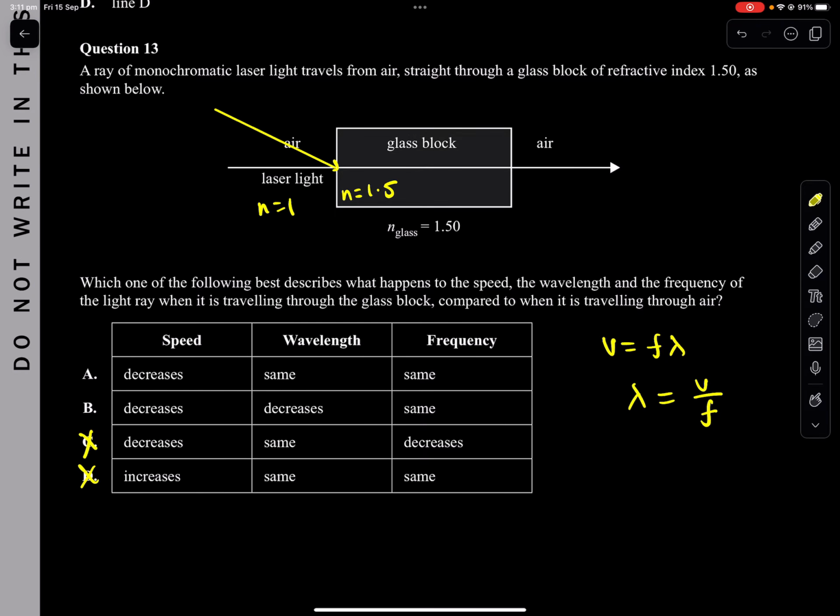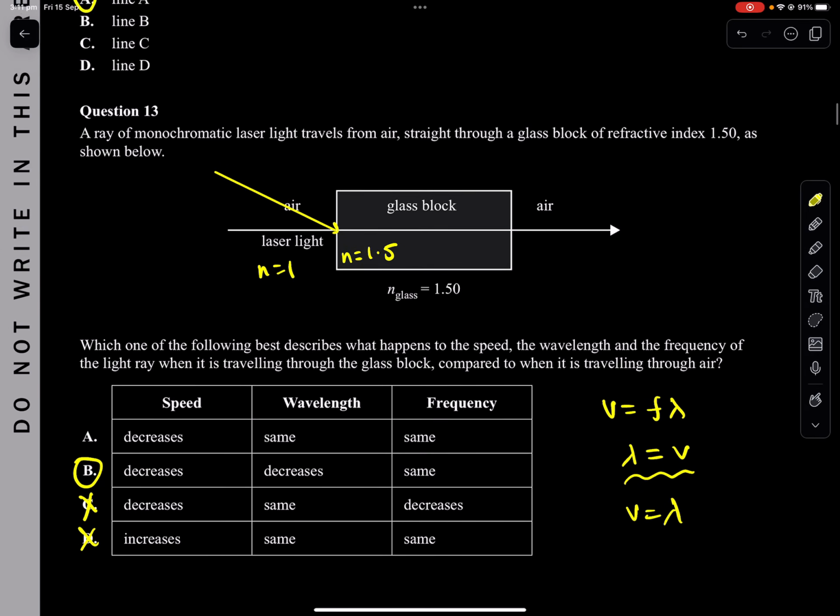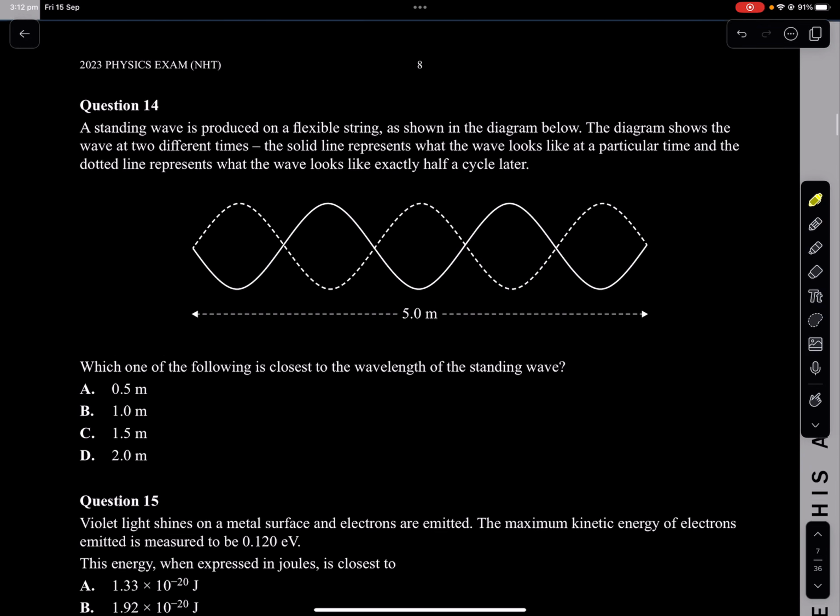So what is happening? Because f is constant, we can say it's 1, so the wavelength is equal to your velocity, in other words. So if the speed decreases, the wavelength also should decrease. That's what it's saying, so B is your only answer. I hope that's right. Is that a good explanation? Yeah, because we said f is constant, so let's say it was 1, so v over f is equal to your wavelength. We know that speed decreases, so the wavelength should also decrease. Yeah, should be right. Let's move on to the next question.